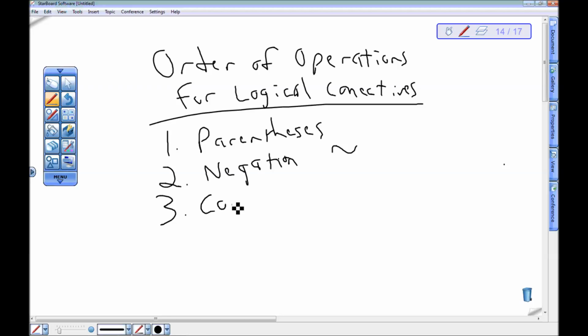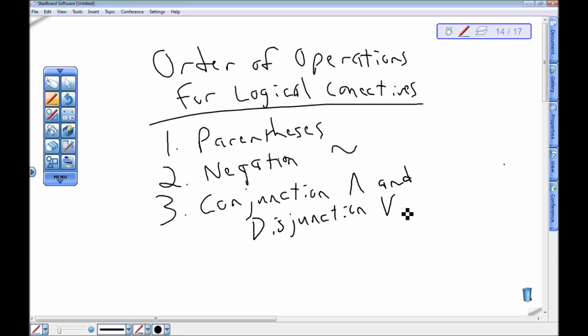Next, I have conjunction, which is this, and disjunction, which is this. However, I do not just do them left to right. If I have both conjunction and disjunction in a statement, you have to tell me using parentheses which one I should do first. I'm not going to make it like multiplication and division where I'll just do them left to right. You have to tell me.